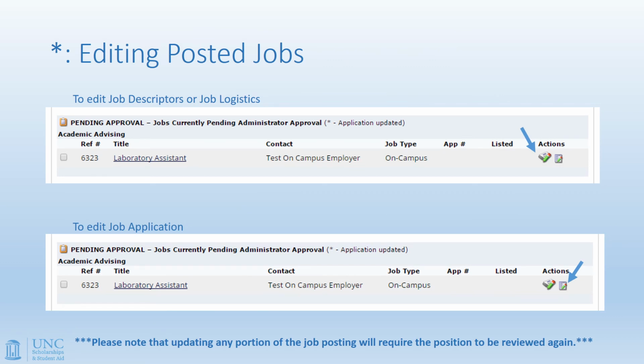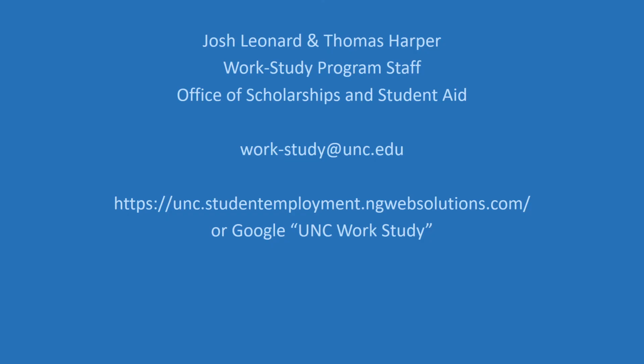If you would like to edit your job after it has already been posted, you have 2 options. The first is to edit the job descriptors and job logistics using the pen and paper button on the far right under Actions. Additionally, you can edit the job application by using a different button on the right side of the screen. Please note, modifying any position that has already been approved and listed will require the job to be reviewed before it can be listed again. In other words, any modifications made to the job after it has been listed will delist it while the staff of the WS team reviews the position again.